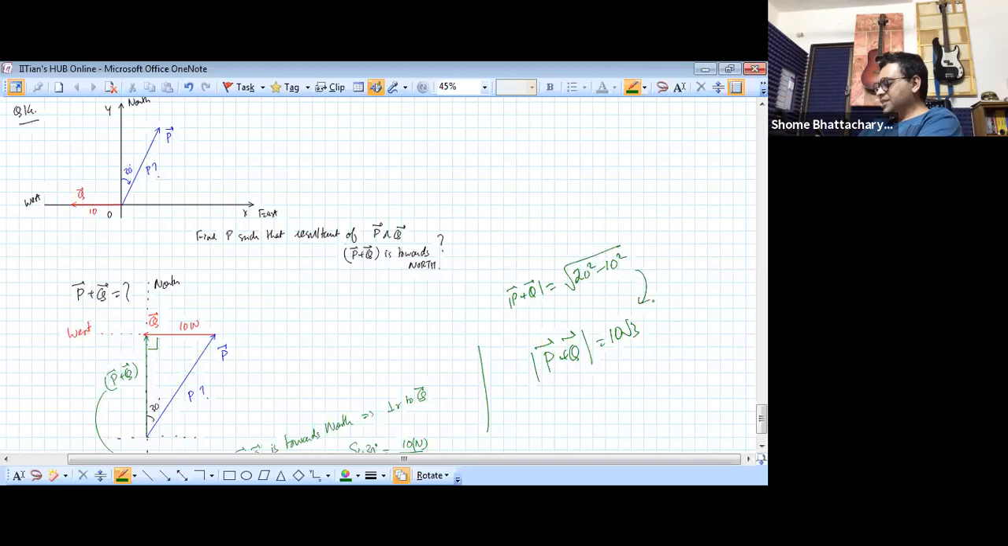No, but option A is 10 by root 3 and option D is 10 root 3. Okay, Tej, if you look carefully, option A is 10 divided by root 3 and option D is 10 into root 3. And also what the question is asking is the resultant force. So this is the resultant force in magnitude. This one is the magnitude of the resultant of P and Q.